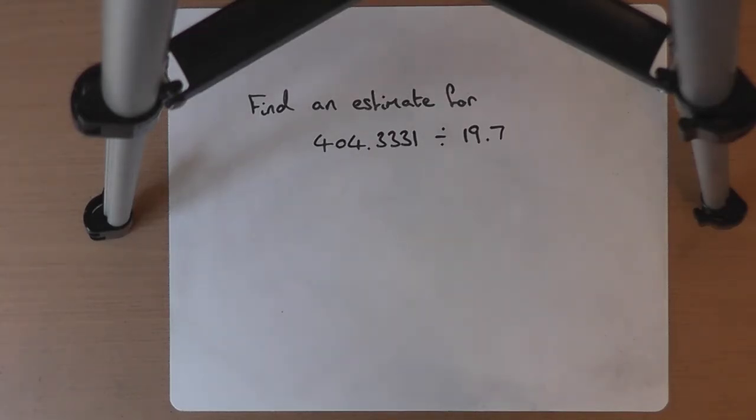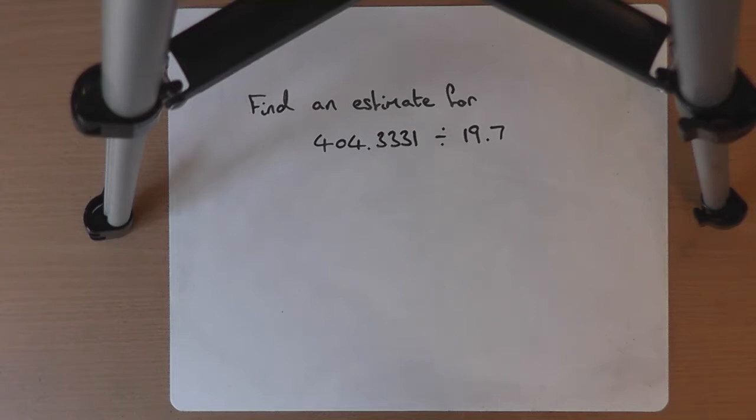Find an estimate for 404.3331 divided by 19.7. Now, if we came across a question like this, we would, I suspect, be very tempted to just pick up our calculators, plug the numbers in, press equals, and get an answer. It's a divide question. If we can get away without doing them on paper, all the better. They're both quite complicated numbers as well.